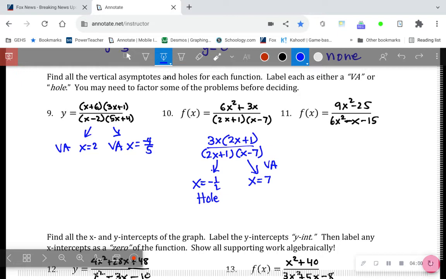Okay, number 11, the top is just a difference of squares problem, so let's get that factored. And I'll put some stardust on that other one down there. Got a leading coefficient of 6. 6 times negative 15 comes next. And the middle term is negative 1.